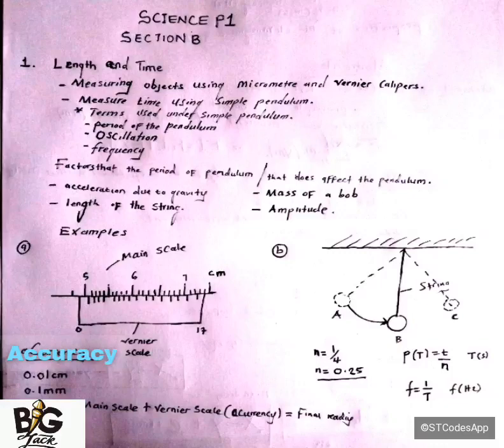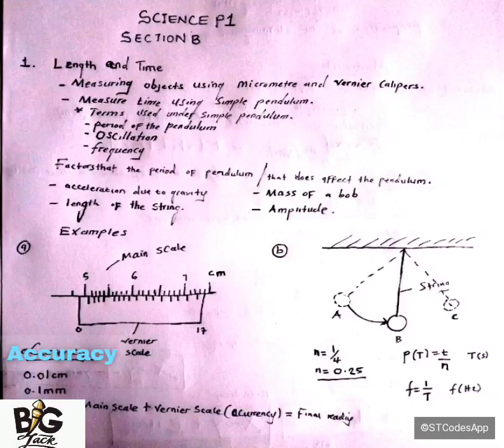So when you increase the length of the string, you are going to find that there will be a reduction in the number of oscillations. But if you reduce the length of the string, there will be more oscillations made. Then the factors that do not affect the period of the pendulum are the mass of the bob and the amplitude. So on this part, you need to know the factors that affect the period of the pendulum.